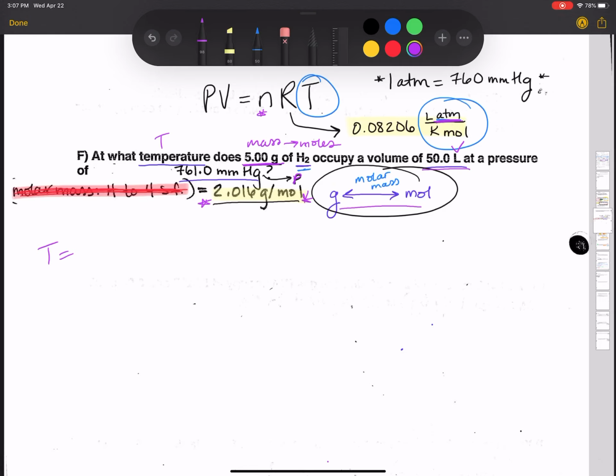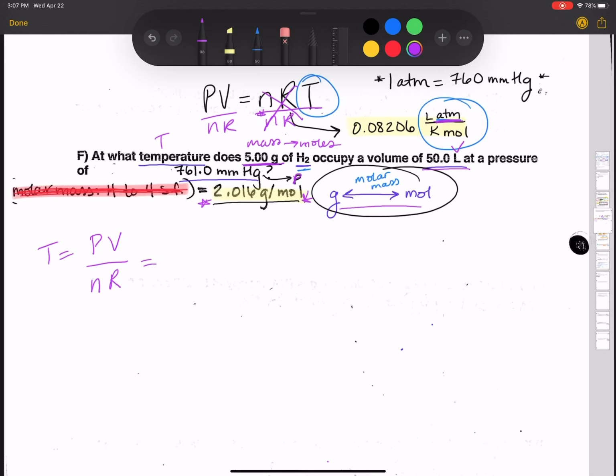First thing you want to do is set up your formula. Remember, to isolate for temperature, you're going to divide by moles and R on both sides, and that's going to cancel them out. So you're ultimately going to be left with temperature equals pressure times volume over number of moles times the R constant. So let's go ahead and fill this in.